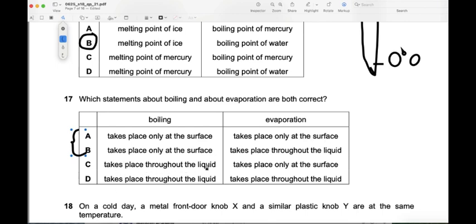Is it takes place throughout the liquid? Yes. Boiling takes place throughout the liquid. Evaporation takes place only at the surface. Yeah, evaporation takes place only at the surface. Let's see D. Takes place throughout the liquid for evaporation? No, evaporation does not take place throughout the liquid. So the best answer, the most correct answer, is option C.